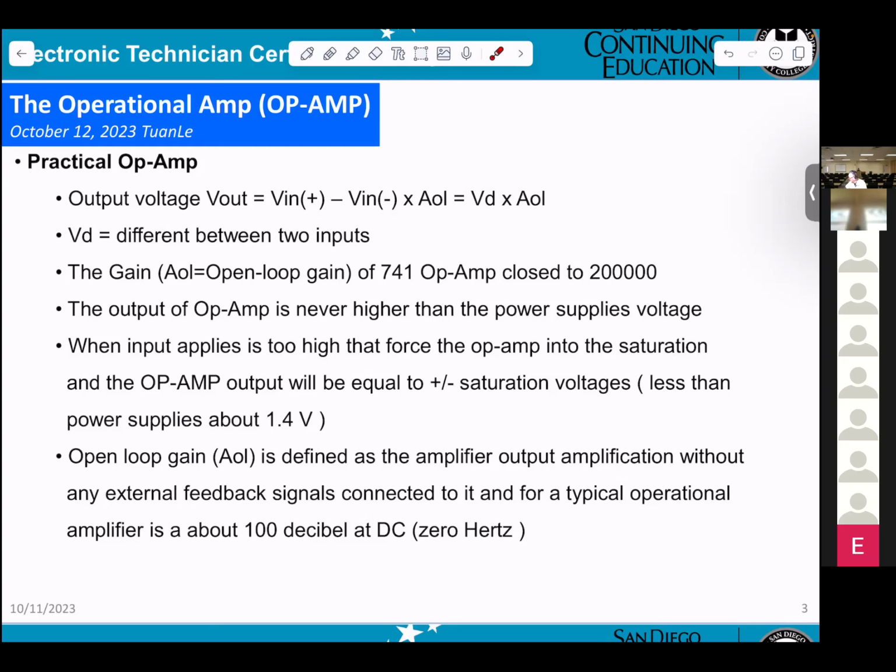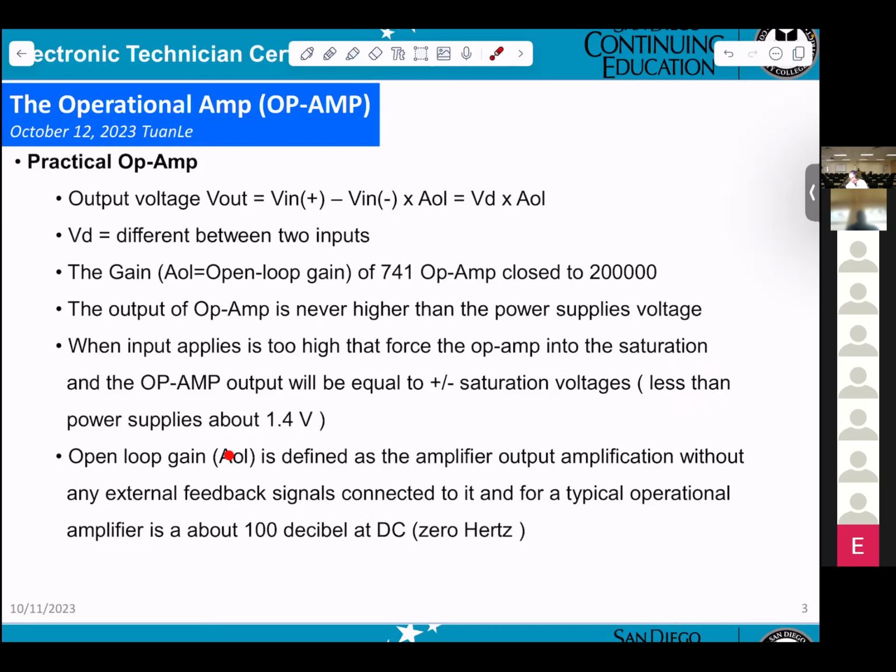When the input applied is too high, it forces the op-amp into what we call saturation. When saturated, it cannot use the gain anymore, and the op-amp output will equal plus or minus the saturation voltage. Normally the saturation voltage is less than the power supply, by about 1.4 volt.